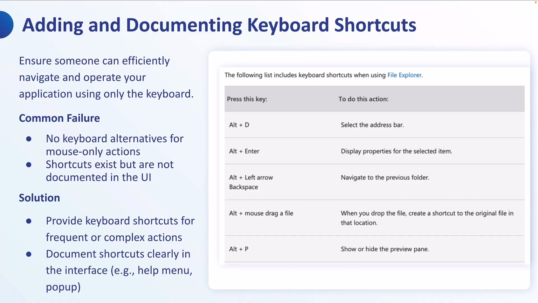The best practice is to make sure you have keyboard shortcuts for frequent or repetitive tasks. Make your shortcuts discoverable by documenting them in the interface, a help menu, or a pop-up. Ensure that your shortcuts follow standard conventions. In this example on the slide, the File Explorer lists common shortcuts in a data table with keys and actions clearly paired. This is a model for how applications should document shortcuts: organized, visible, and easy to reference.